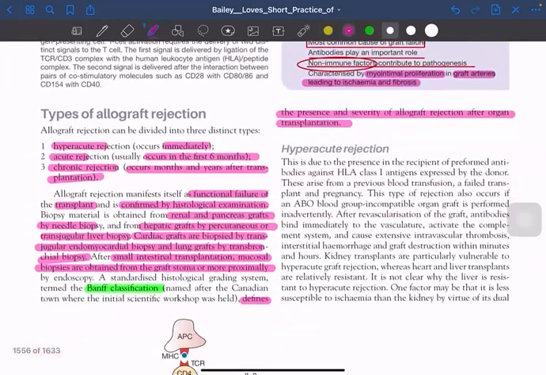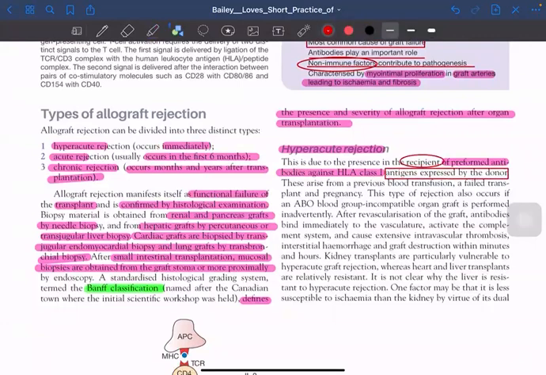Now let's look in detail at hyperacute rejection. This is due to the presence in the recipient of preformed antibodies against HLA class 1 antigens, and these class 1 antigens are expressed by the donor. The antibodies are of the recipient and the antigen is of the donor. And these arise from a previous blood transfusion.